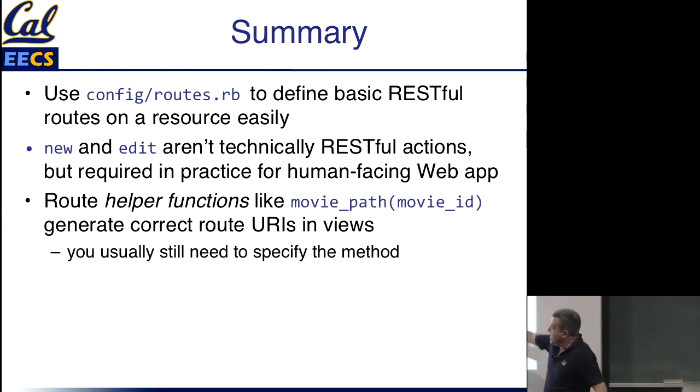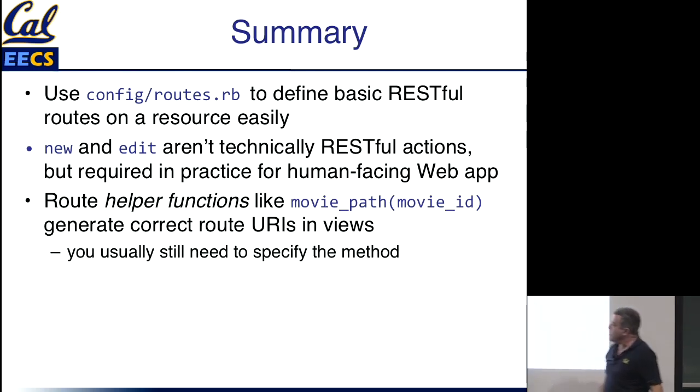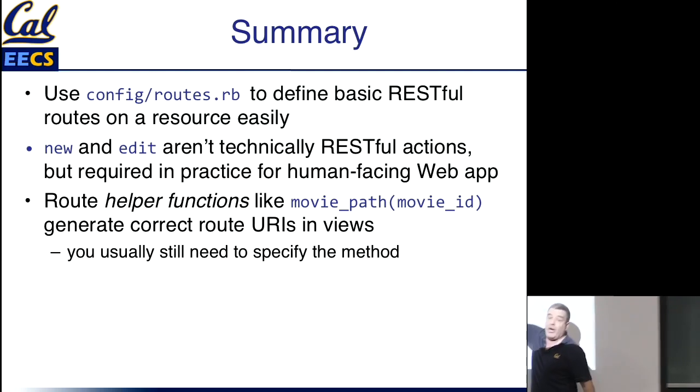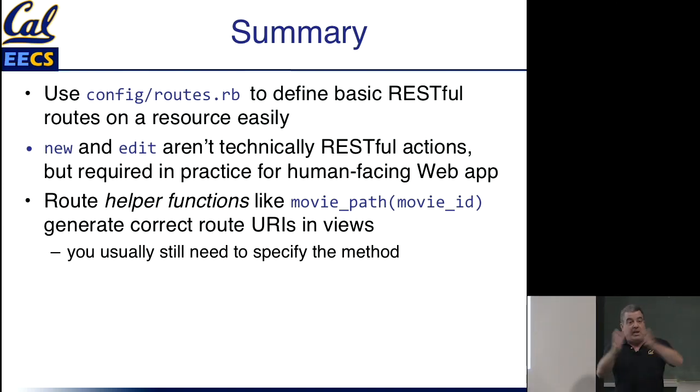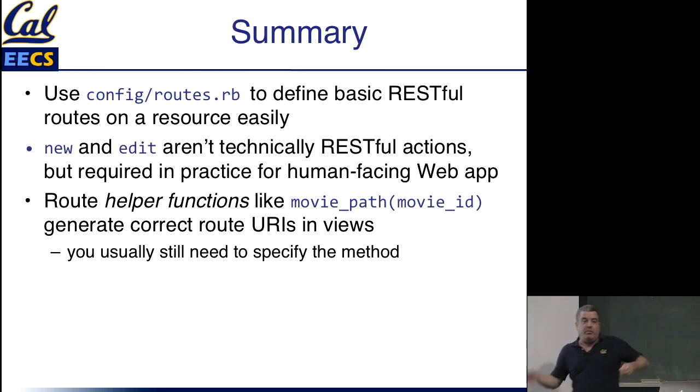We saw that you get these nice helper functions like movie path and movies path that give you the URI part of your route. You still need to specify the HTTP method of your route. If the route is appearing inside of a link, it's always get. If it's appearing as part of a form, it can be post or put or patch or delete. And when we talk about controllers in detail on Thursday, we'll see how Rails actually generates things like put, patch, and delete, even though web browsers only can do post for forms.